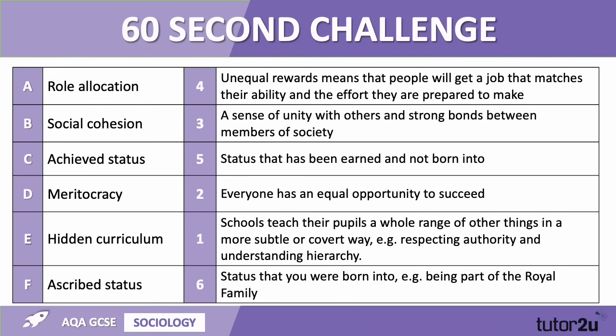We've got the hidden curriculum. Schools teach their pupils a whole range of other things in a more subtle or covert way, for example, respecting authority and understanding hierarchy, which is E1. And ascribed status that you were born into, such as being part of the royal family, F6. Now, we are going to talk about all of those key terms in the next section of this video.